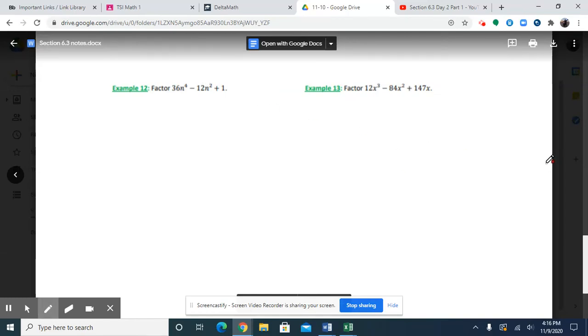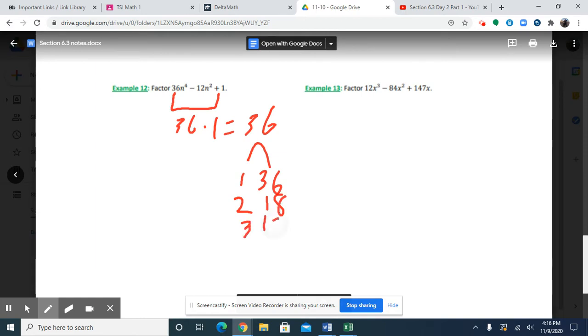Okay, so let's move on to this one. We're going to have 36 times 1, which is equal to 36. Now we're going to find the factors of 36, which are 1 and 36, 2 and 18, 3 and 12, 4 and 9, 6 and 6.